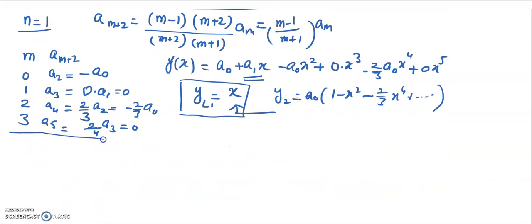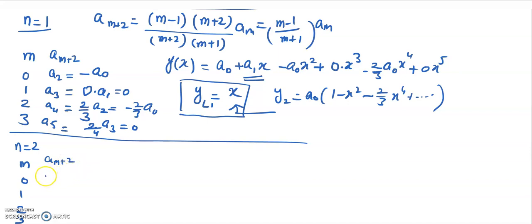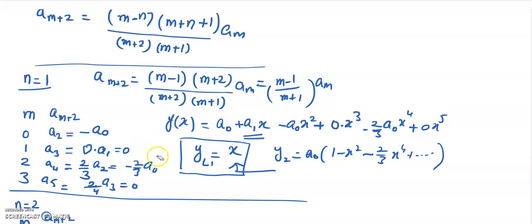So for this, let's do n is equal to 2. Okay, so for n is equal to 2, m is 0, 1, 2, 3, and maybe even more, and a m plus 2 will then be a2, a3, a4, a5, and so on. So for n is equal to 2, now we have to find the recursive relationship for n is equal to 2. So what is the recursive relationship for n is equal to 2?